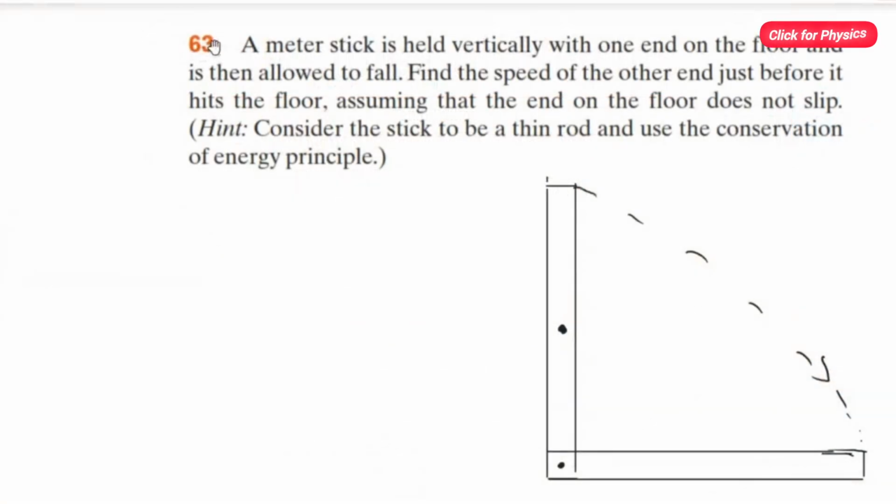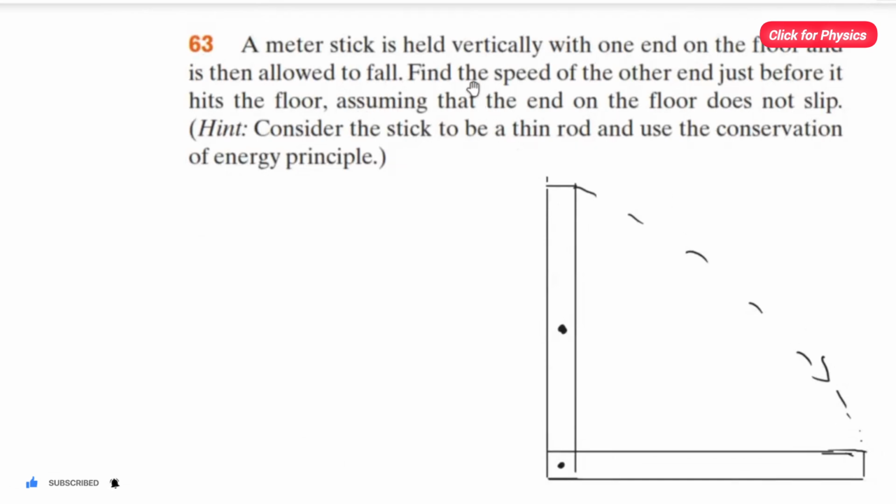Problem number 63. A meter stick is held vertically with one end on the floor. So you can see the diagram. We have a meter stick which is kept exactly vertical to the surface of the floor. Consider the floor surface is horizontal. One end of the meter scale is kept on the surface of the floor and then is allowed to fall. We just leave the other end to fall, to make the stick fall on the floor.